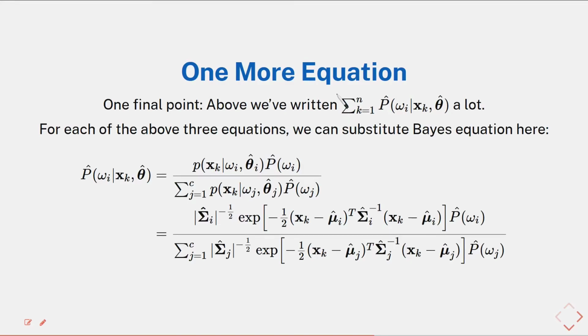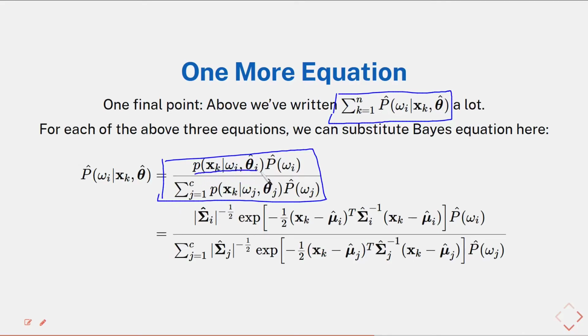One final point. Here, the probability of the class, given the sample and given theta, we've written this quite a lot. For each of the equations, we could substitute in Bayes for this probability. So the probability of the class, given the sample and the parameter set, we represent using Bayes, which is right here. And remember that we're assuming that this is Gaussian. Here, let me get rid of some of these lines. We're assuming that this is Gaussian and this is Gaussian because these are the same thing. So we can replace these with Gaussians, which looks like this.